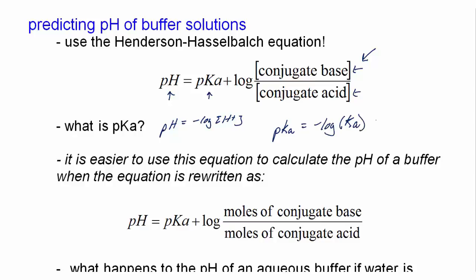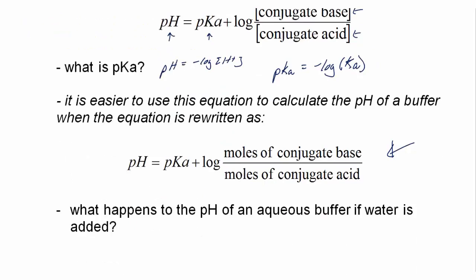Okay? Now, it'll be a lot easier to use this equation to calculate the pH of a buffer if we rewrite the Henderson-Hasselbalch equation this way. And the reason why we can do that is because the conjugate base and the conjugate acid, these compounds that are in the same container, they have the same volume. So the volume cancels, you're just left with moles.